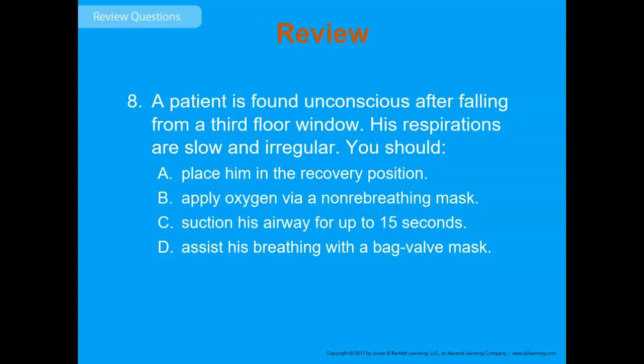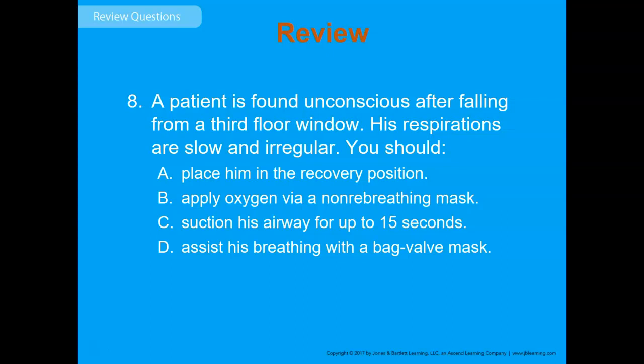Okay, fine. We'll do one more. So a patient is found unconscious after falling from a 3rd floor window. That's not good. That's a pretty good ways up there, isn't it? Probably at least 40 feet or something. Respirations are slow and irregular. Let's see what we should do.